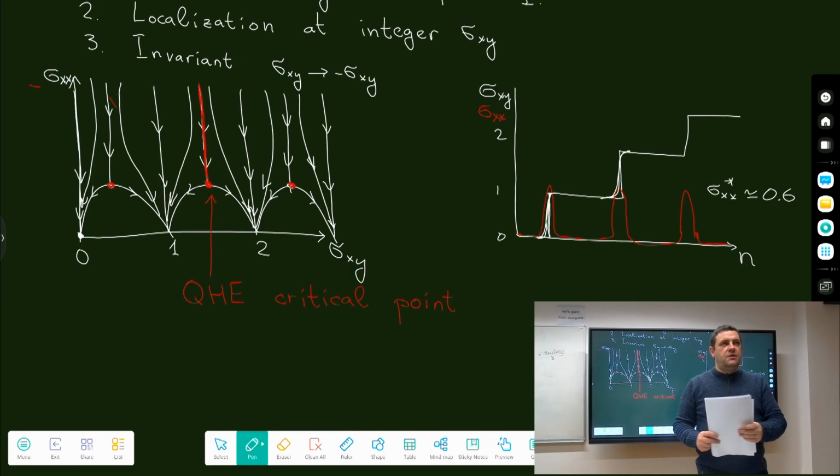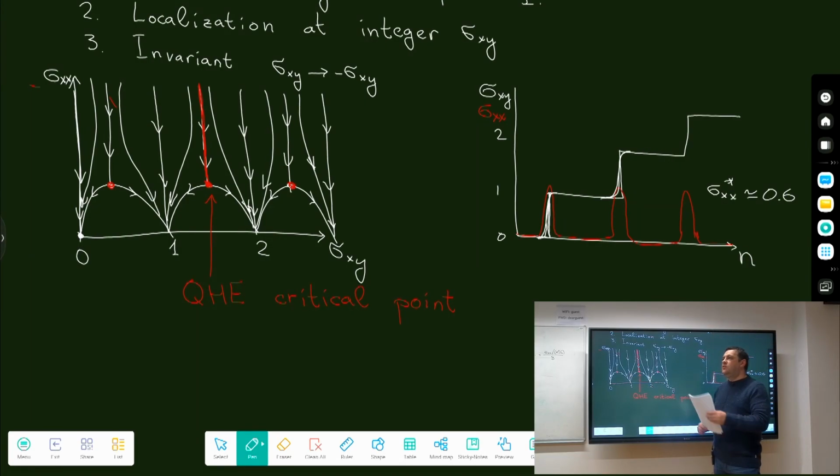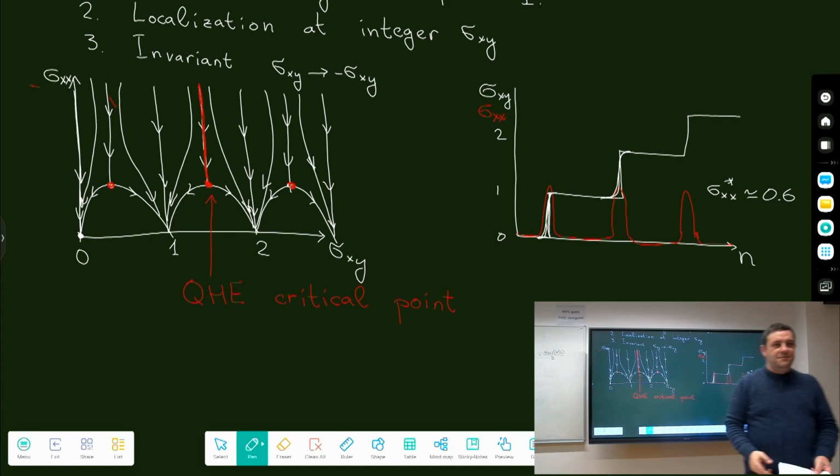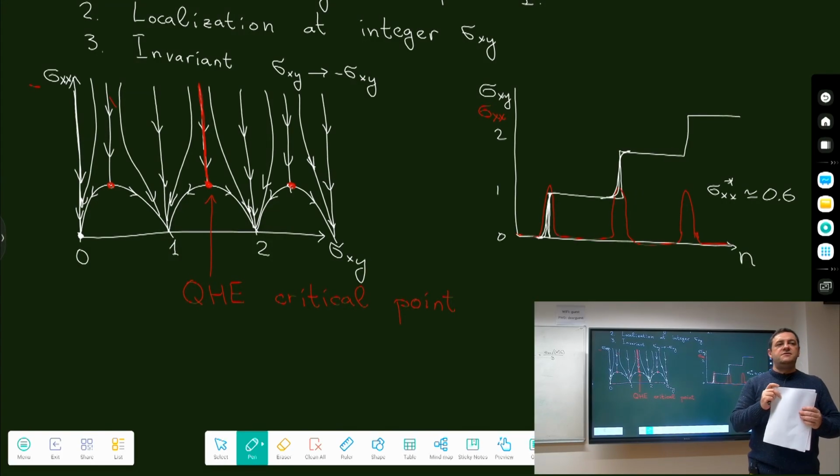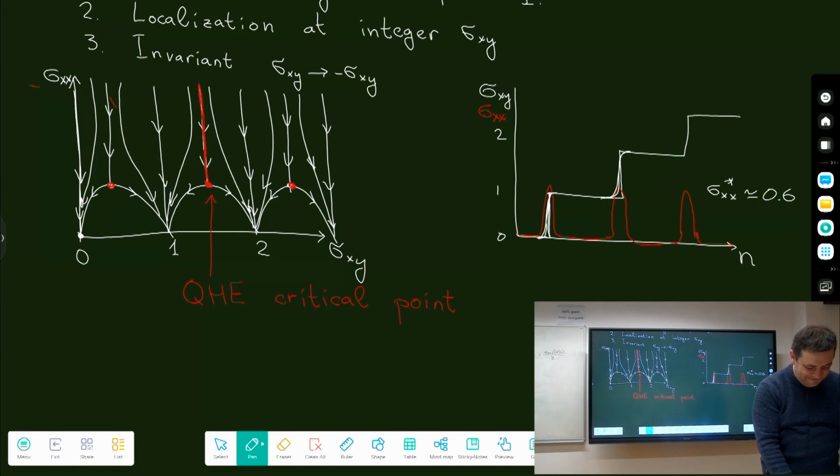This flow is crucial to understand. This flow is an explanation of why you have the quantum Hall effect in the first place, why it's quantized. It is quantized because it flows to quantized numbers. If there is no such flow, why would this thing be quantized? So that's the best way to explain it. This is a way. I don't know if it's the best one. It's the best one that I know. Maybe you know a better one. I'm not an expert in all possible explanations.